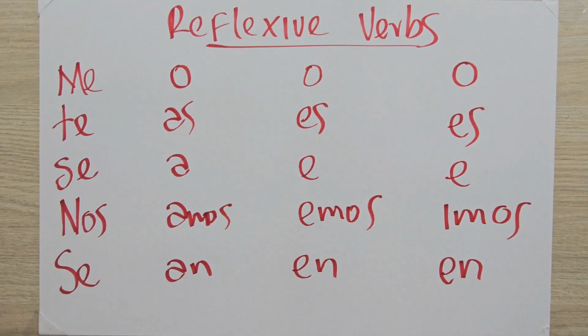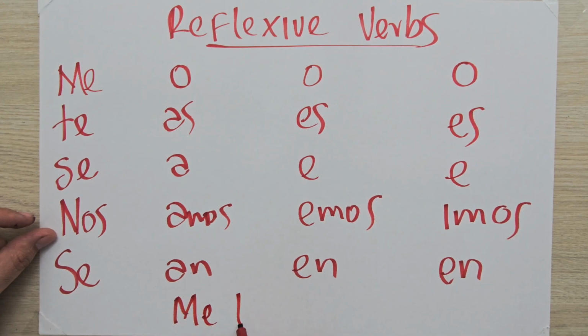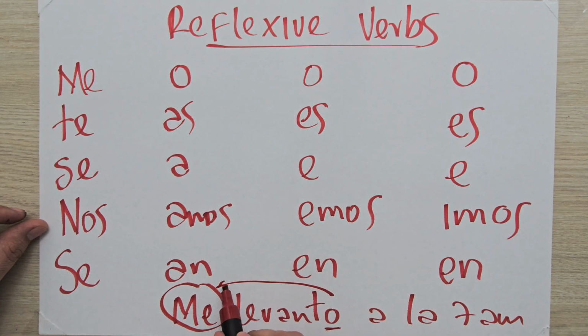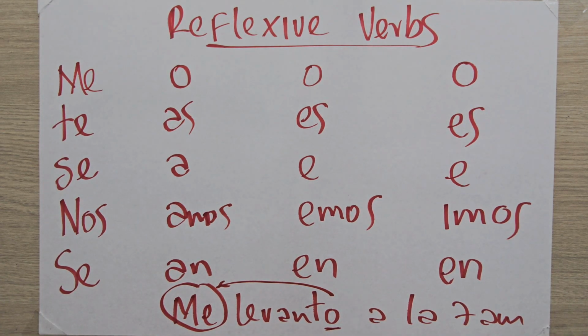One example with a reflexive verb is me levanto a las 7 de la mañana. Me levanto is I get up. Me is I. Levanto is the conjugation for I. It matches the pronoun. And then a las 7 de la mañana, at 7 a.m. I get up at 7 a.m.